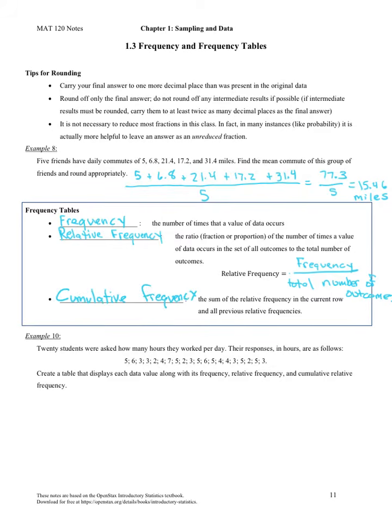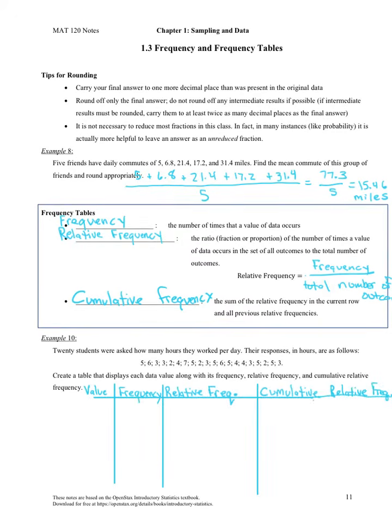In example 10, 20 students were asked how many hours they work per day, and their responses are listed. We're asked to create a table that displays frequency, relative frequency, and cumulative relative frequency. In our table, we'll represent the first column with the data value, the second column with the frequency, the relative frequency, and the cumulative relative frequency. Let's go ahead and fill in the data values.